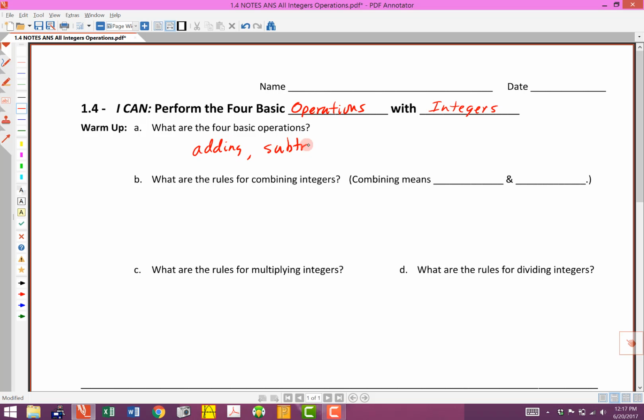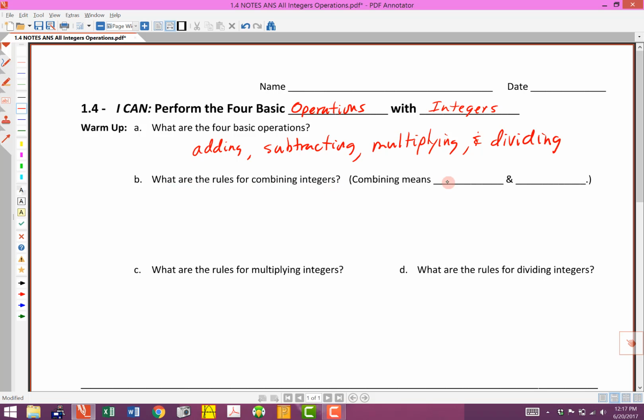subtracting is the second one. And of course you can fill in the rest of them. Adding, subtracting, multiplying, and dividing. Those are the four basic operations: adding, subtracting, multiplying, and dividing. So we've learned how to do each one of those with integers. So let's just do a quick review here as our warm-up. What are the rules for combining integers?